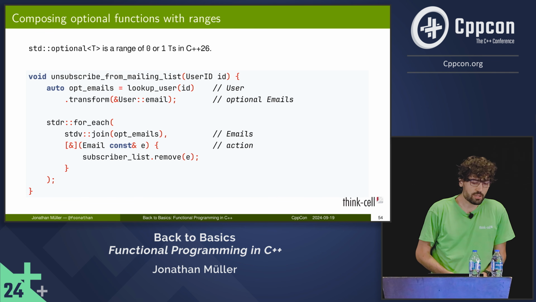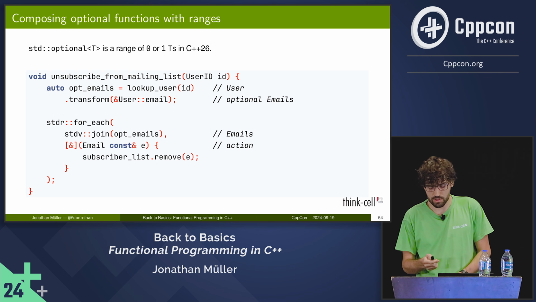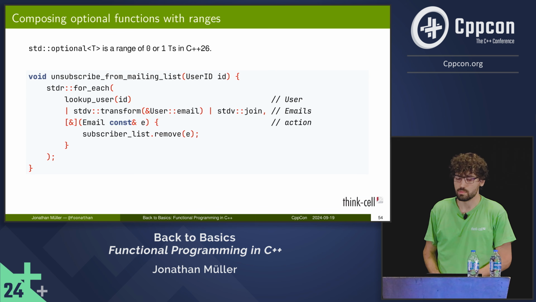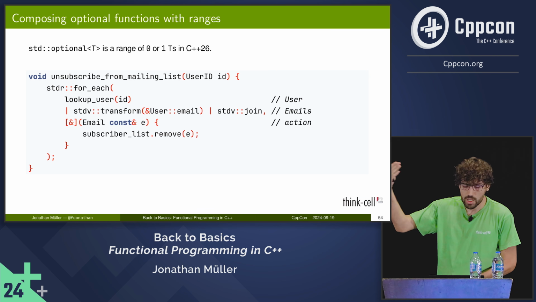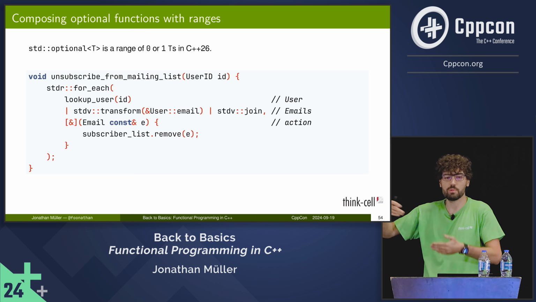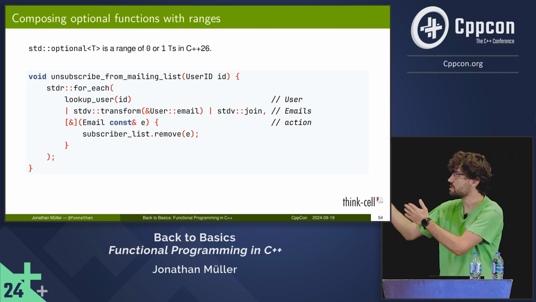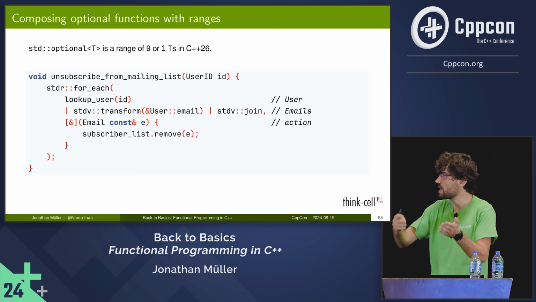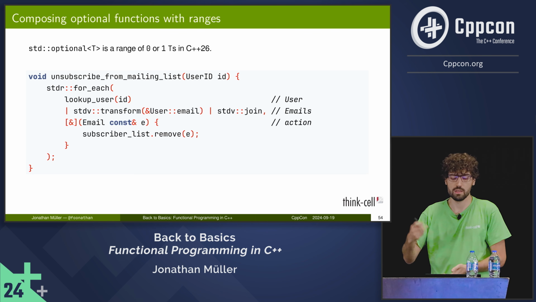And since optional is now a range, you don't even need to use the member function transform. You can use pipelines all the way through. So we look up the user, transform that into emails, because it's now a range of 0 or 1. So I transform it, which invokes the function on each element, of which we have at most 1. And then we've got a range of range, and so we join it to flatten it and use that in a for loop.